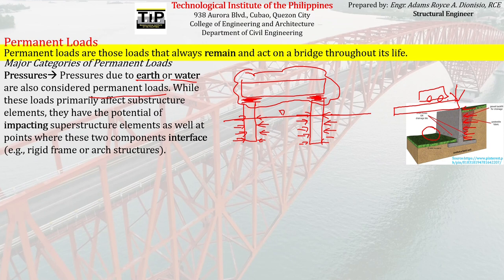imposed by the superstructure to the abutment, in addition to that, meron din siyang nire-resist usually na earth pressure or water pressure kung may water pa to. Or a combination of soil or earth tsaka water pressure. Kasi pwedeng earth lang yung nire-restrain ng abutment or pwede rin water lang or combination nila. Kasi pwedeng may earth dyan tapos meron pa siyang tubig dito. So in addition to the earth pressure, meron pa siyang nire-resist na water pressure, just like what you have studied sa geotechnical engineering, kung naalala nyo man.